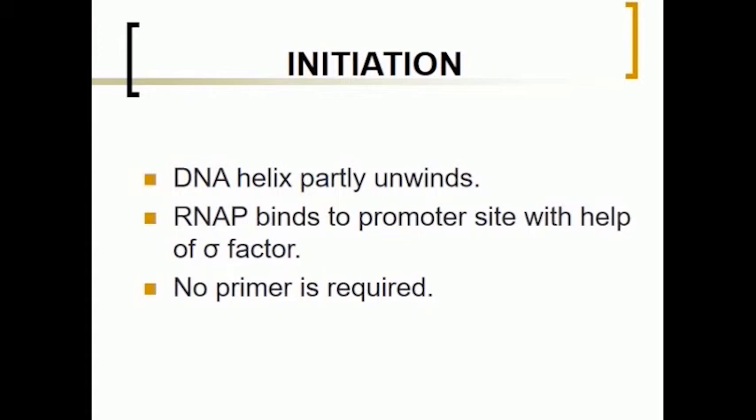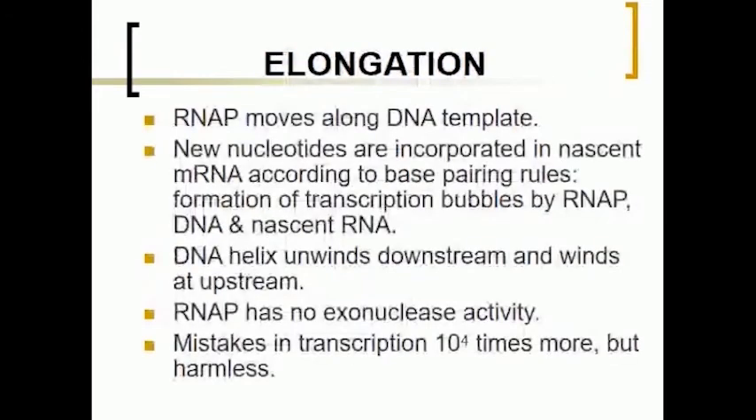So what have you understood about initiation? RNA polymerase goes and binds to the promoter region. The Rho factor, which is bound to the RNA polymerase, unbinds the 2 strands of DNA. Now no primer is needed. So directly, once it recognizes the start site, the RNA is getting incorporated complementary to the template strand. Okay. Now elongation. RNA polymerase moves along the DNA template. New nucleotides are incorporated in the nascent mRNA according to the base pairing rules. We know the base pairing rules.